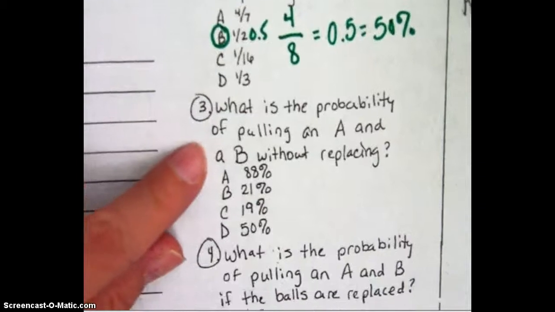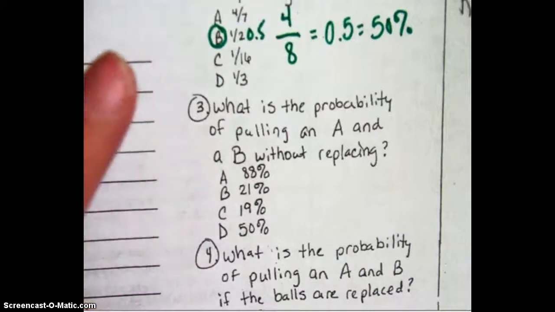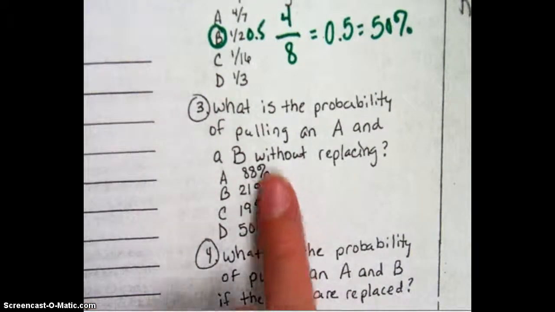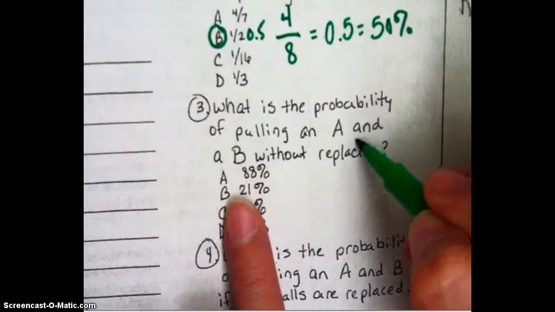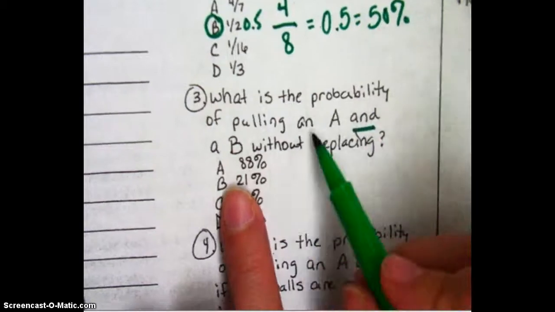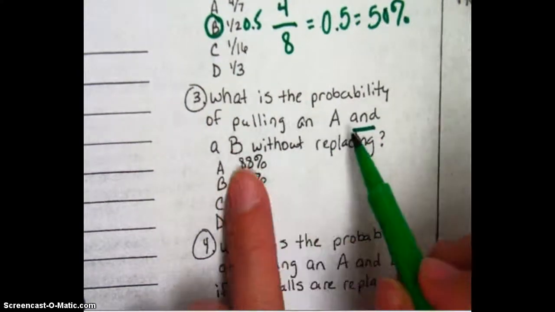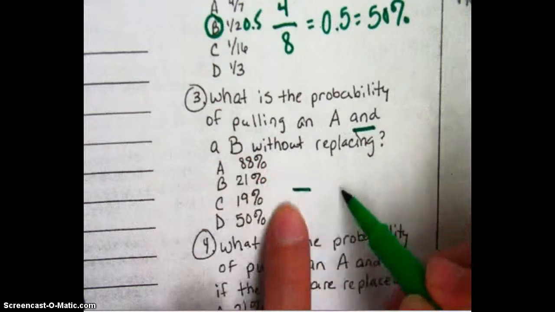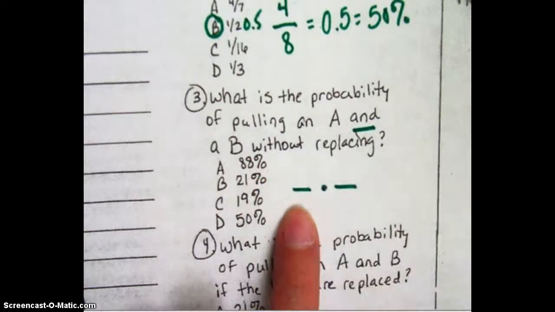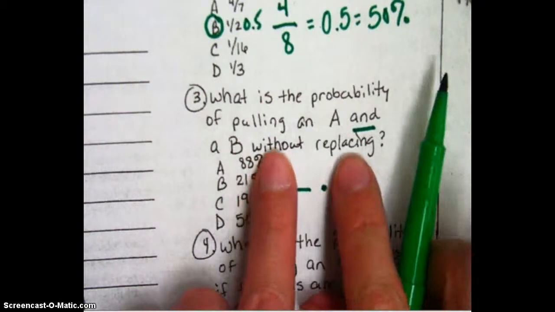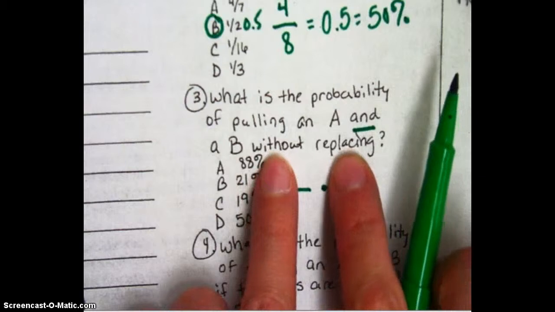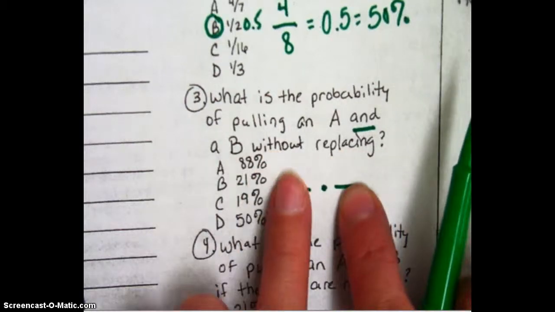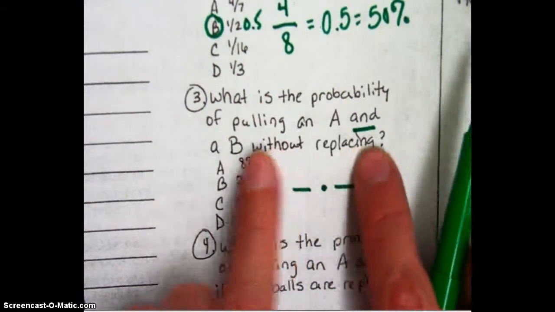Number 3, what is the probability of pulling an A and a B without replacing? So here we see the word and. So what is the probability of pulling an A and a B? So we're going to have two different events, which means we're going to have two fractions that we're going to multiply together. And we're not going to replace them. So without replacing them, that means that the second one is going to be different from the first one. This is a dependent event.